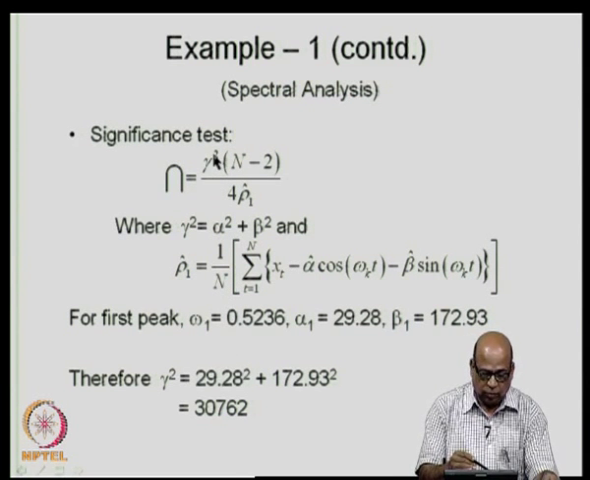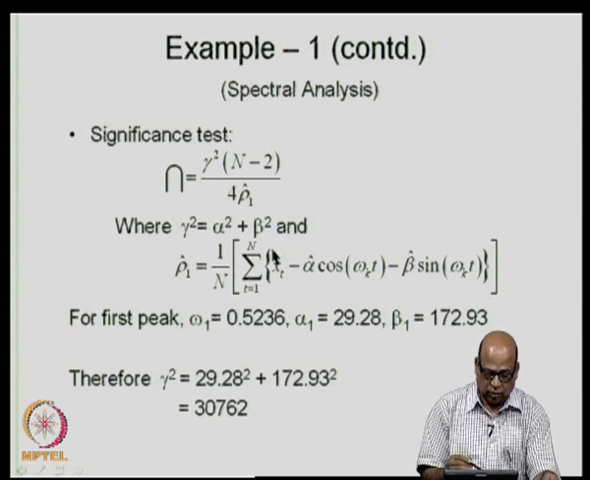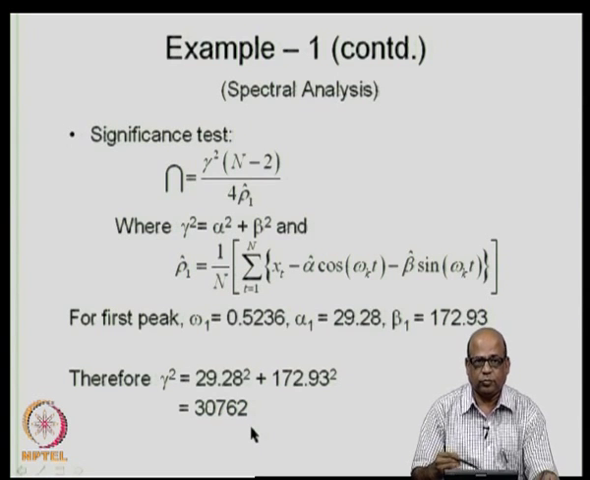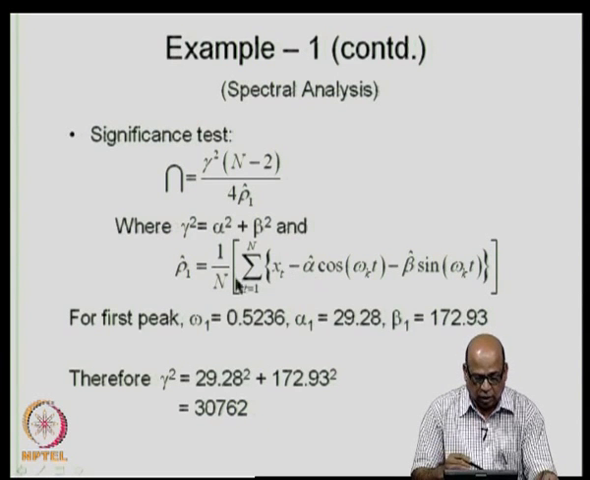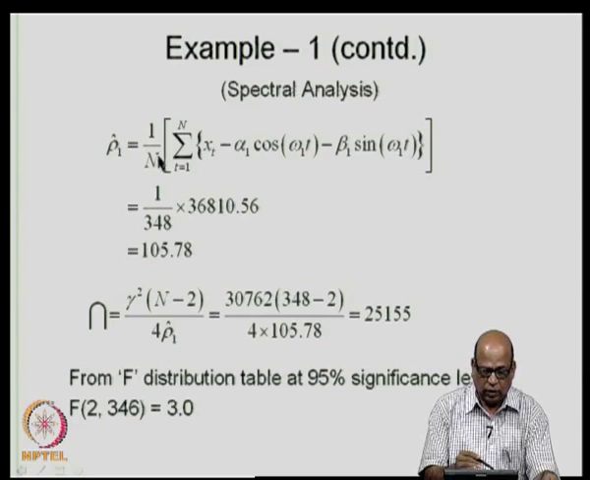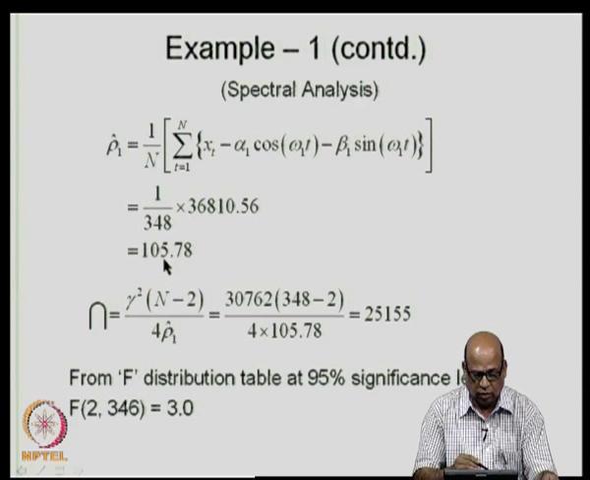So, gamma square here is simply alpha square plus beta square. You will get alpha square plus beta square equal to 30762, and rho 1 cap you estimate from this. So, rho 1 cap is equal to 1 by 348 and all of this term together will be 36810. So, it is 105.78, and from that you estimate this statistic gamma square n minus 2 by 4 rho 1 cap. So, n is 348. So, you will get 25,155.